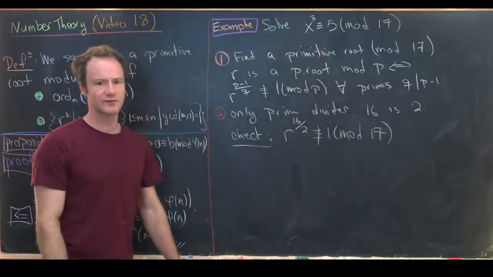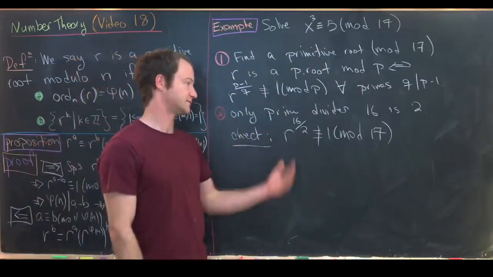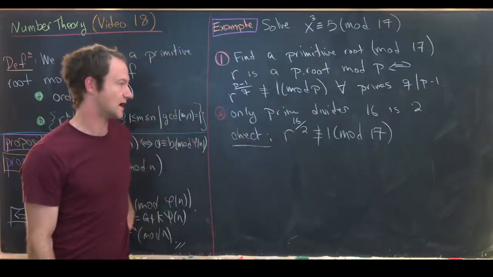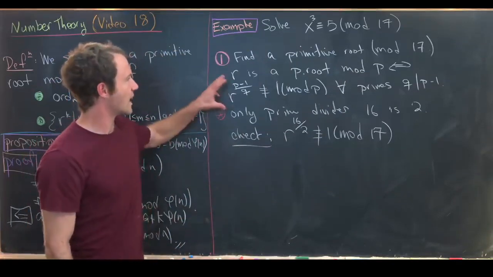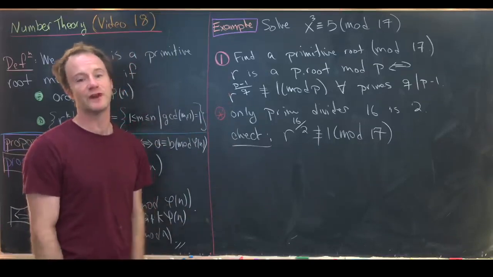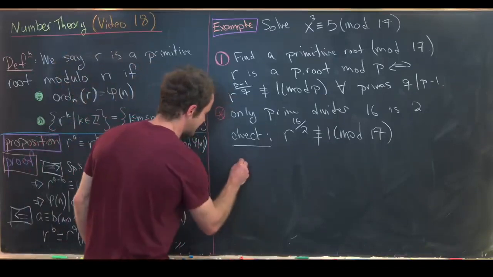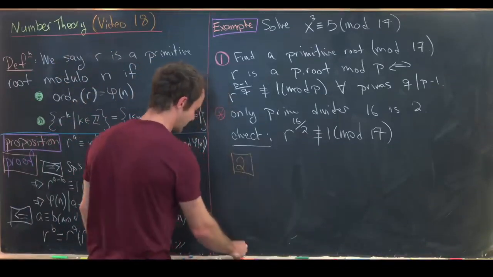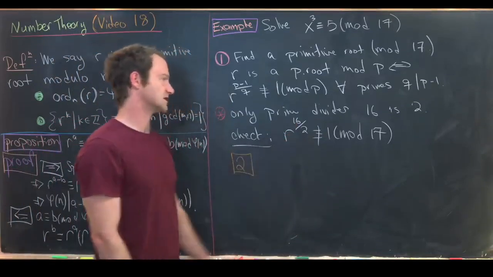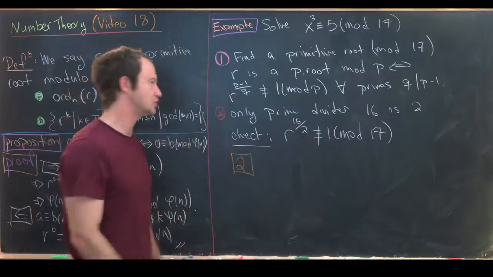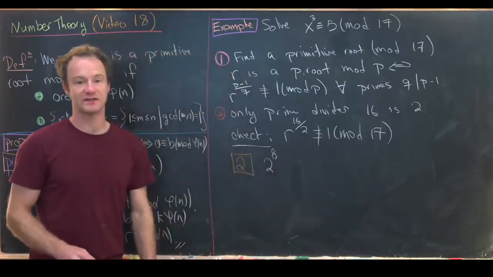So we'll just run through some picks for r until we find something where it's, like I said, not congruent to 1 mod 17. And then we'll have a primitive root. And if you're wondering where this trick came from, I think we proved it at the end of the last video. Okay, so let's first see if 2 is a primitive root mod 17. Like I said, all we need to do is look at r to the 8 here, or 2 to the 8. So let's look at 2 to the 8 mod 17.